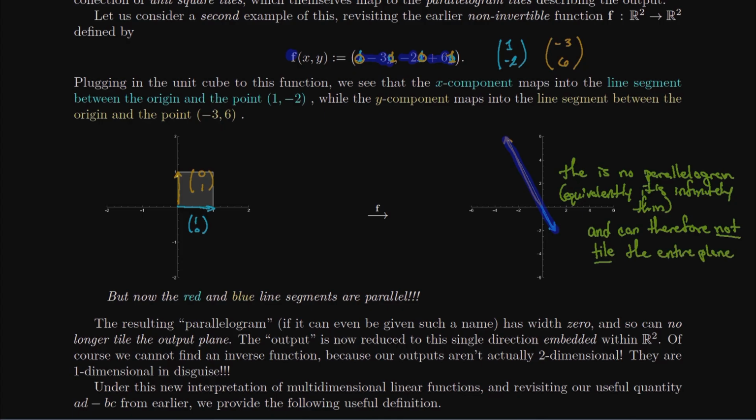There's no way for me to grab a second copy of this line and place it right next to itself to eventually recover the entire plane. It's infinitely thin, so I would need more than infinitely many straight lines to get the entire plane. So it turns out that you can't tile the entire plane, and equivalently, this means that F inverse cannot exist.